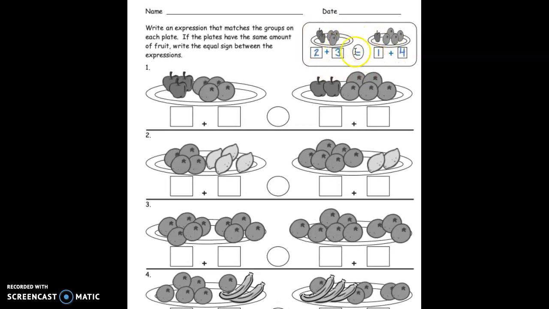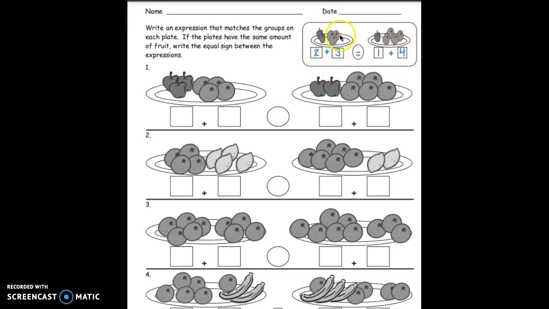This example here, I notice I have 2 apples, 1, 2. So I'm going to write a 2 as one of the parts. And I have 3 oranges. And I'm going to put a 3 here. Then I'm going to come look at this one, and it shows 1 apple. So I'm going to write a 1 and 4 oranges. And so I'm going to put a 4.